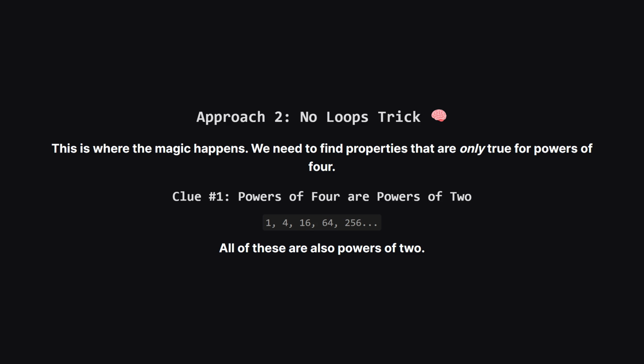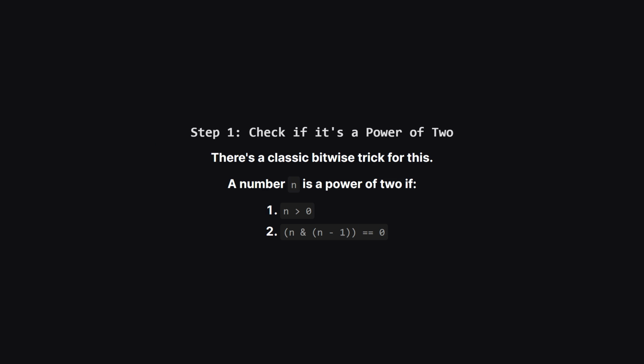Okay, let's tackle that no-loop challenge. The key is to find properties that are unique to powers of 4. The first major clue is that every power of 4, like 1, 4, 16, 64, is also a power of 2. This means if a number isn't even a power of 2, it definitely can't be a power of 4. So our first step is to check if the number is a power of 2.